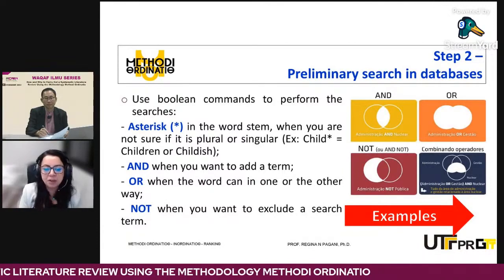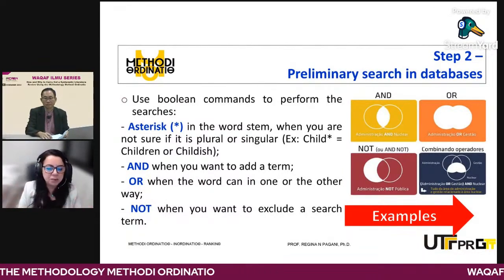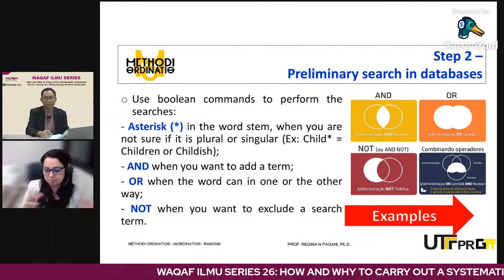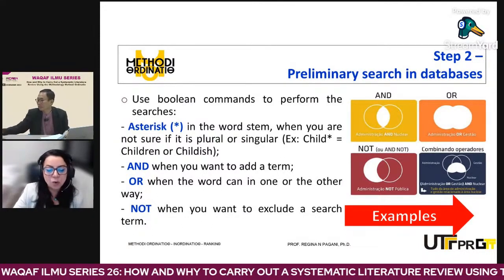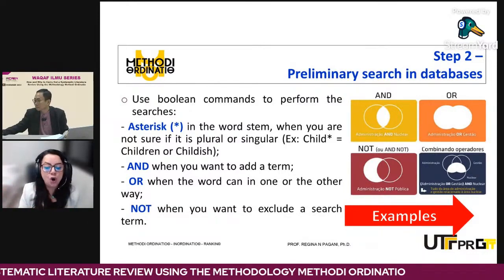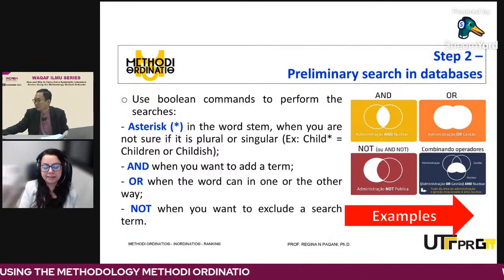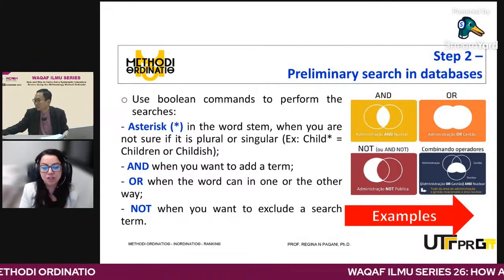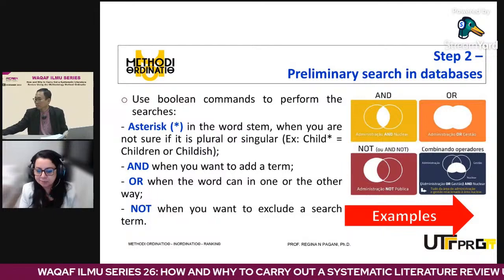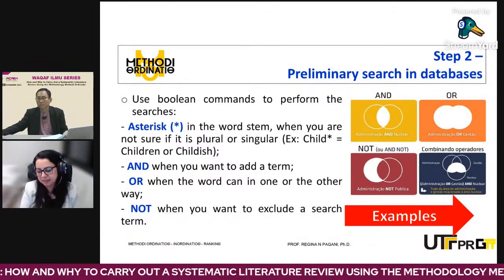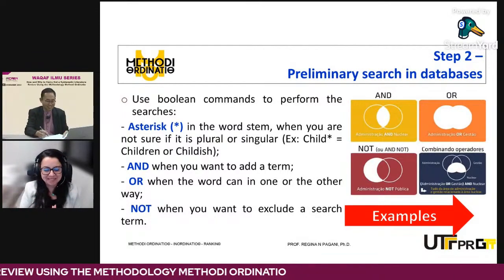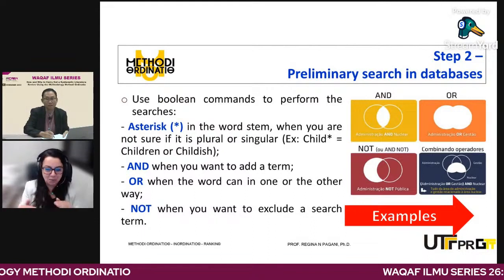Use Boolean commands to perform the searches. You already know. Asterisk when you do not know if the term will be in plural, singular, whatever. Use AND when you want to add a term, but this will make your search broader. Use OR when you can have more than one definition for that term. For instance, like in Portuguese, we have business, you have like administração or gestão, which are Portuguese names. I cannot remember any similar words right now.